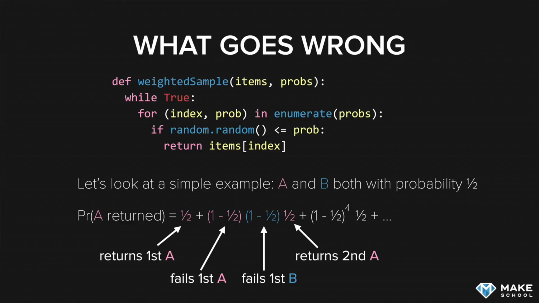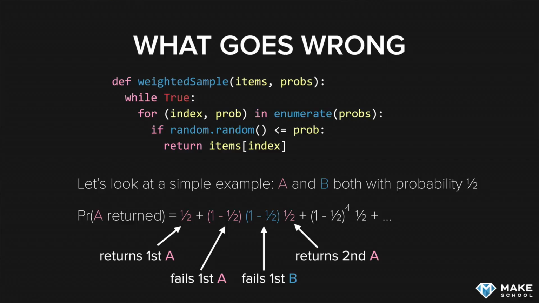but now you fail the B. So that's also 1 minus 1/2. And then you succeed when you come back to A again for the second time. You return it there. So you see, I'm multiplying these because they're independent events, right? The fact that you failed in the first one doesn't have any bearing on whether you fail for B in the first round, right? Because we're generating a new random number. So we have this term.